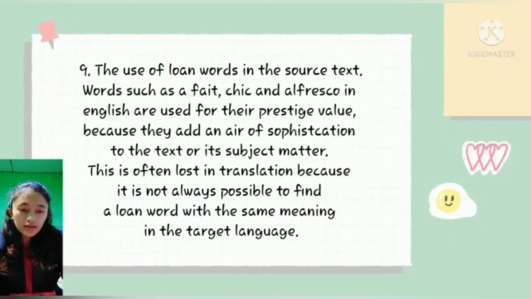And the last is the use of loan words in the source text. Words such as fiancé, chic, and alfresco in English are used for their prestige value because they add an air of sophistication to the text or its subject matter. This is often lost in translation because it is not always possible to find a loan word with the same meaning in the target language.